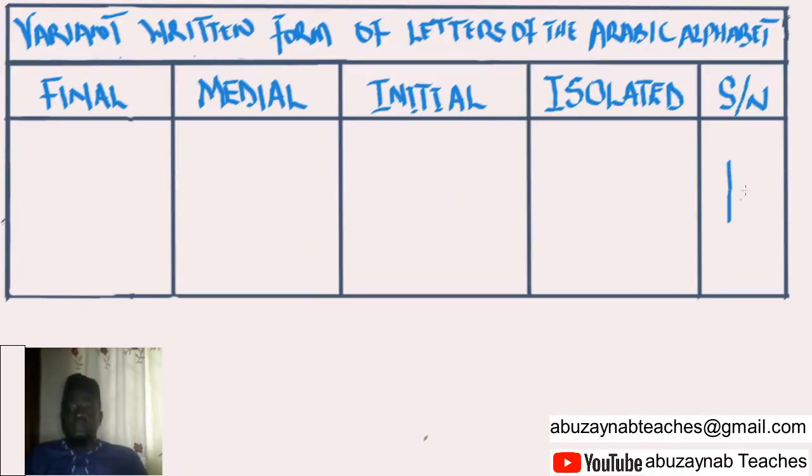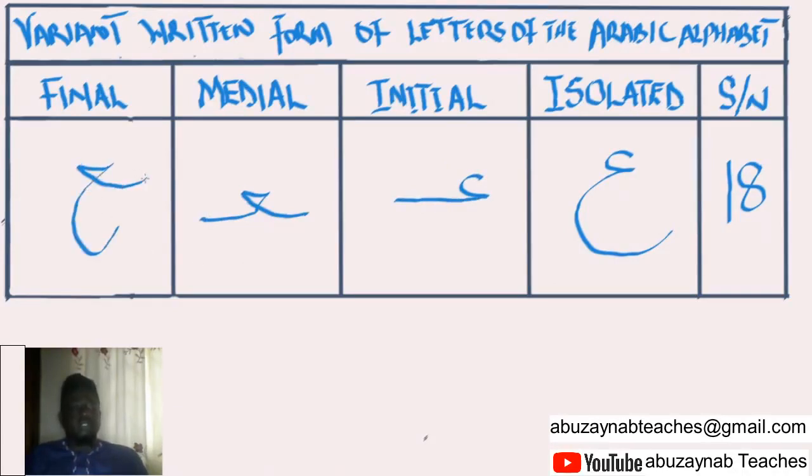The 18th letter of the Arabic alphabet is Ain, and is written this way in its isolated form. The initial form of letter Ain is written this way. The medial form of Ain is written this way, and the final form of Ain is written this way.